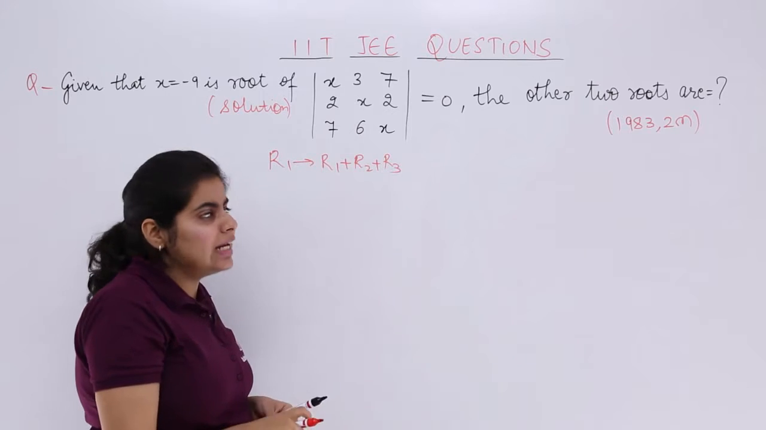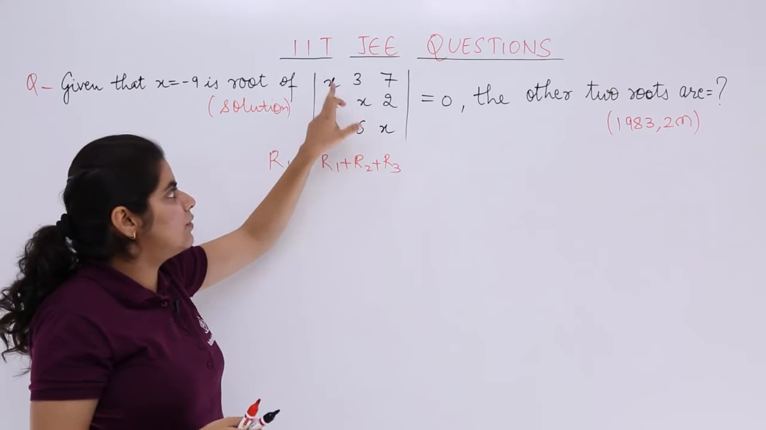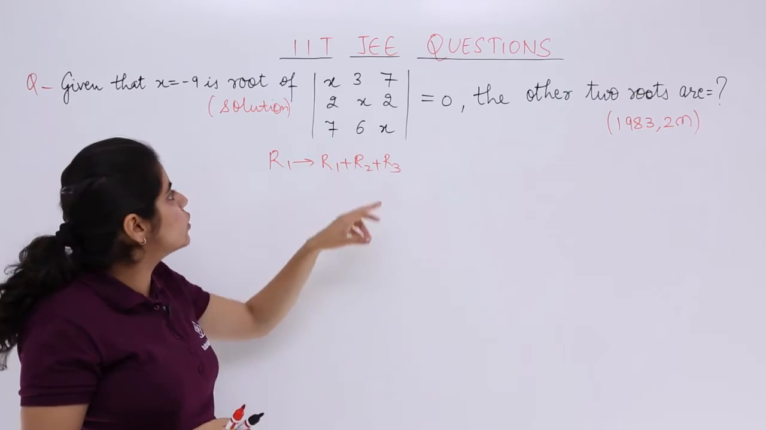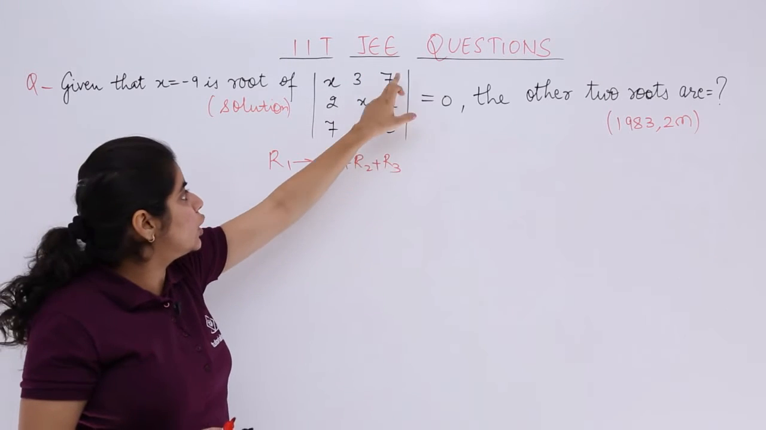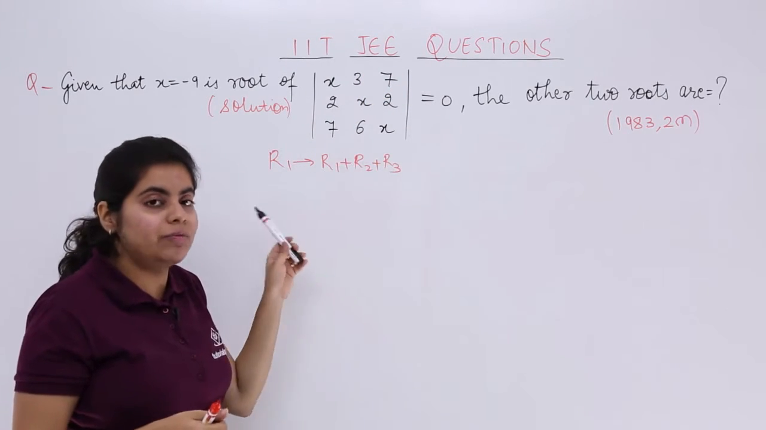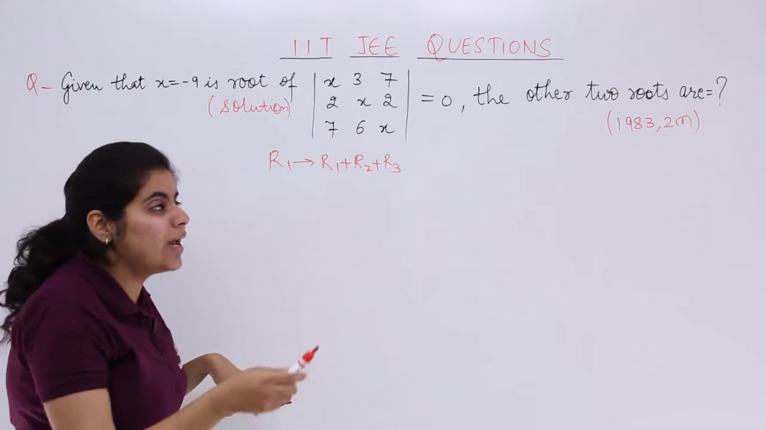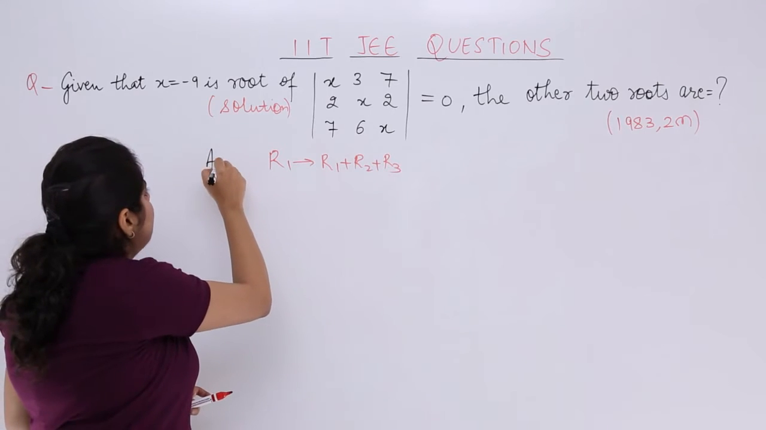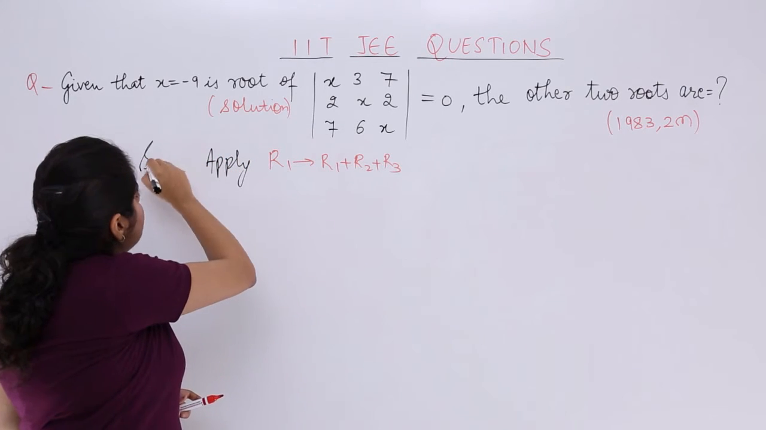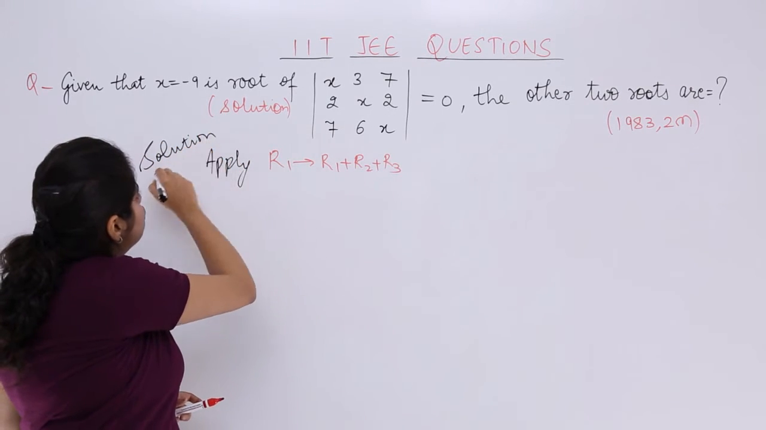Let's see. Adding the 3 rows, you have x plus 2 plus 7, which is x plus 9. Here also you have 3 plus x plus 6, which is x plus 9. Here also 7 plus 2 plus x is x plus 9, right? So x plus 9 can be taken out as common. So we are going to do that. You apply this, and I write the heading as Solution.